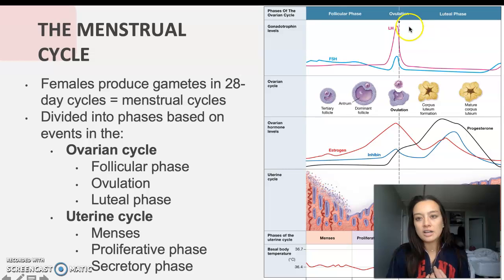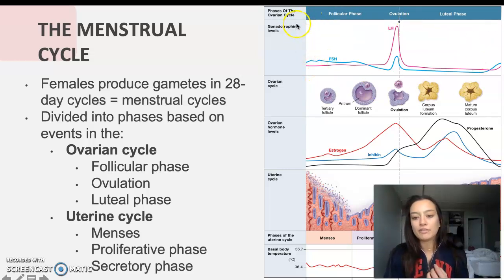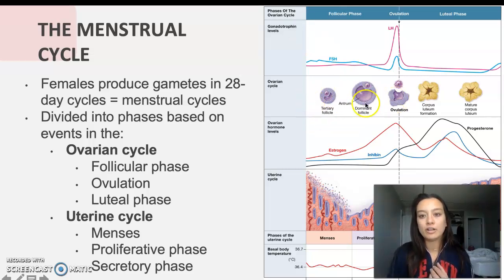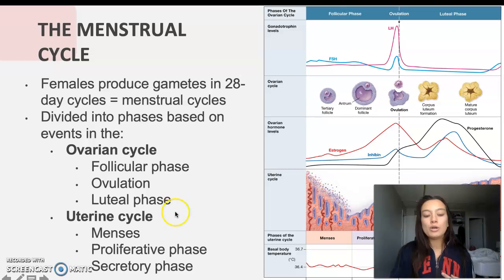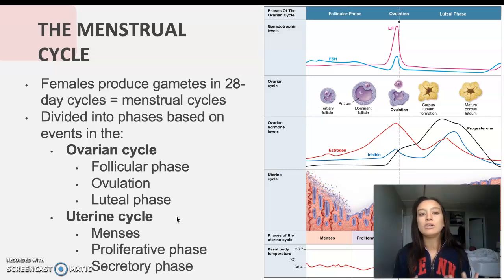Here we can see on the top right of the image the phases of the ovarian cycle. First you have the follicular phase, in which the follicle is developing. Then we have ovulation, in which the follicle releases an egg when it's ready. And then we have the luteal phase, in which the follicle becomes the corpus luteum. It secretes some hormones, and then it eventually dies by apoptosis. We can see that the uterine cycle, which is dealing with the endometrium, so the lining of the uterus, undergoes a similar cycle, and it matches up with the ovarian cycle.